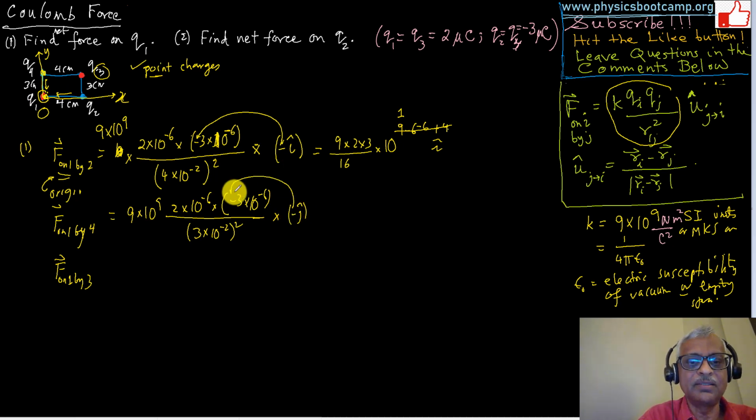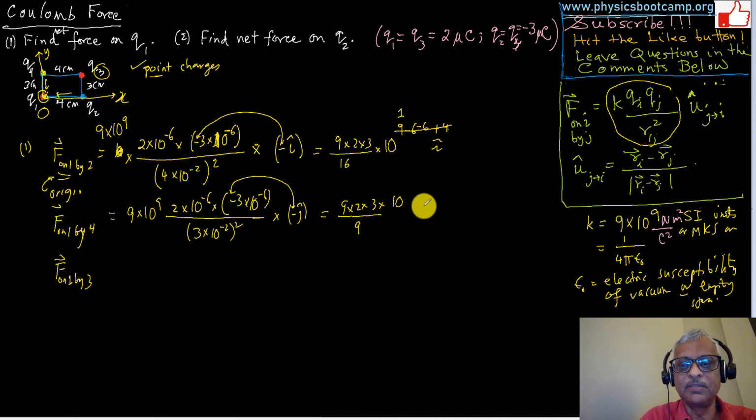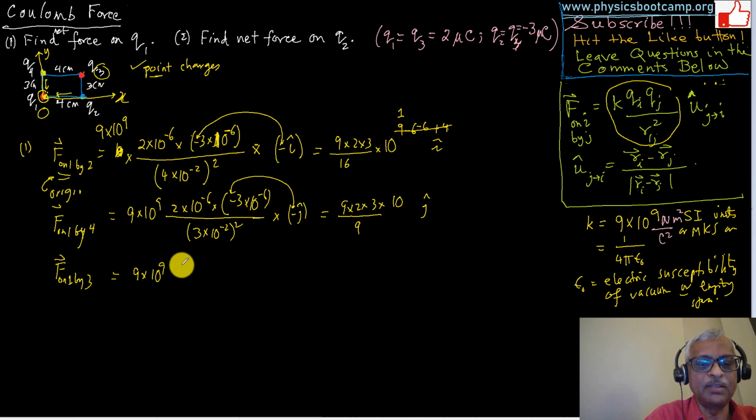and again this cancels that, and so it's attractive, so it's going to be 9 times 2 times 3 times 10 over 9 j hat. Now the force by this one is going to be 9 times 10 to the power 9, 2 times 10 to the minus 6, and this also 2 times 10 to the power minus 6. They have the same charges according to here.